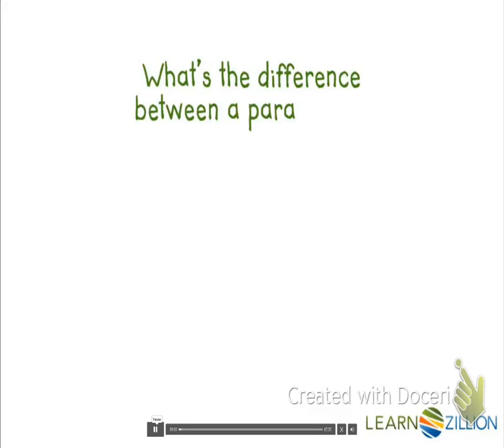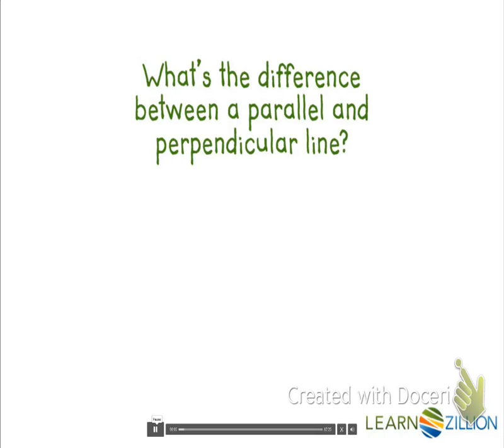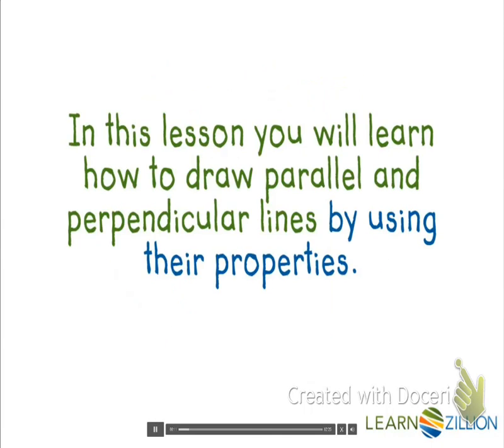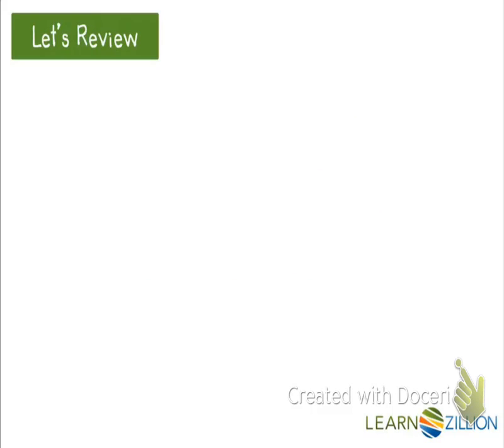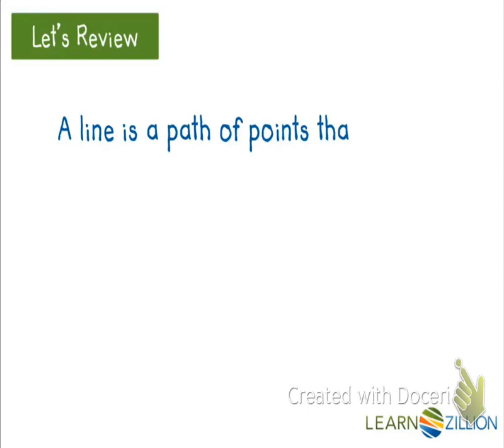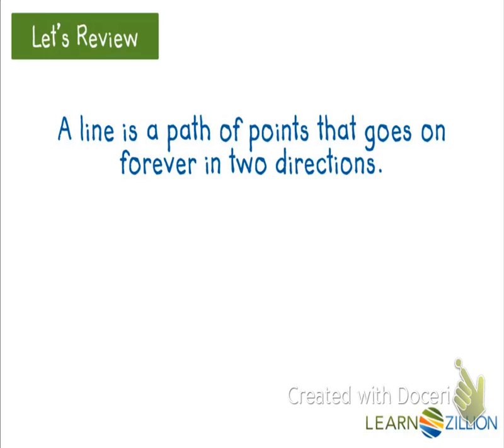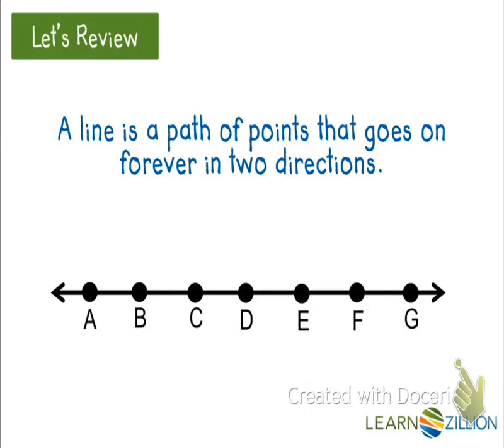What's the difference between a parallel and perpendicular line? In this lesson, you will learn how to draw parallel and perpendicular lines by using their properties. Let's review. A line is a path of points that goes on forever in two directions. Lines are straight. We use arrows at both ends to show us that this line will go on forever. Now we're going to be talking about pairs of lines that are given special names depending on their relationship to each other.